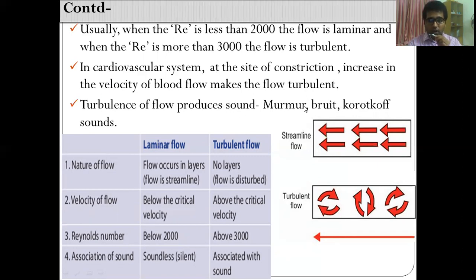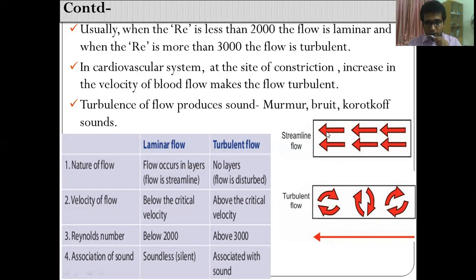If it is of cardiac origin, then it is called a murmur, and if it is heard over an artery or vessel, that is called a bruit. And also, you know that during the measurement of blood pressure, the sound we hear is produced by the flow of blood through the partially obstructed brachial artery. That sound is known as Korotkoff sound.